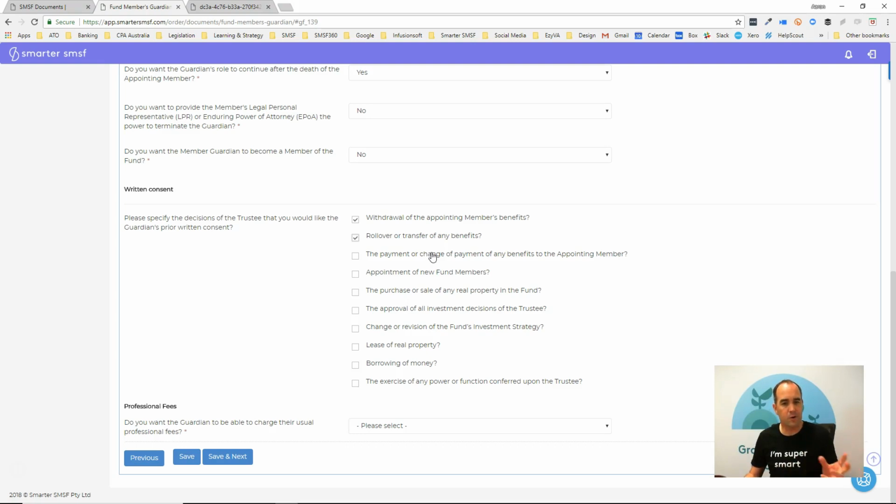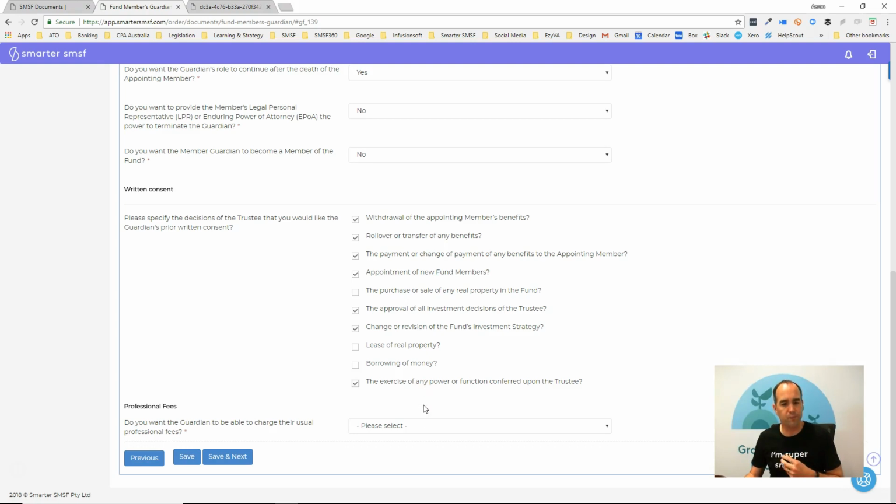Whether there's any payment or change of benefit or to any of the benefits of the appointing member, to potentially appoint new fund members. So it may have been a decision where you're trying to add additional parties in to try and vote individuals out. So again, you can influence that type of thing. Any decisions around the investments inside the fund, so real property or any or all investment decisions, or make changes to the investment strategy if we've got property, borrowing of money, or any other powers or functions that are conferred by the trustee.